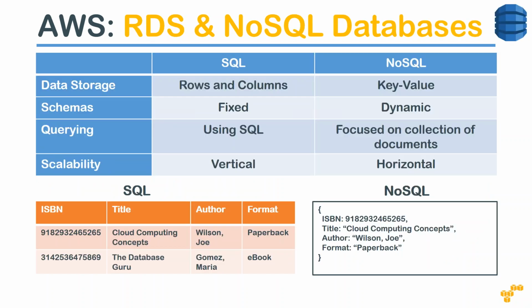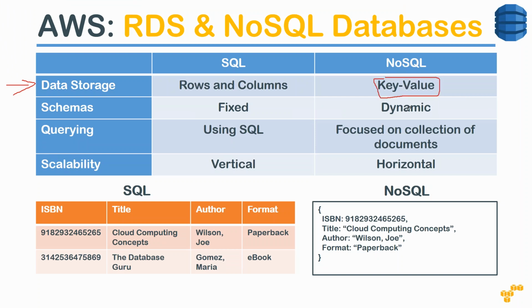So to have a quick comparison here, this is how the side-by-side comparison of SQL and NoSQL looks like. In SQL, the data is stored in rows and columns, whereas in NoSQL, it is key and value.